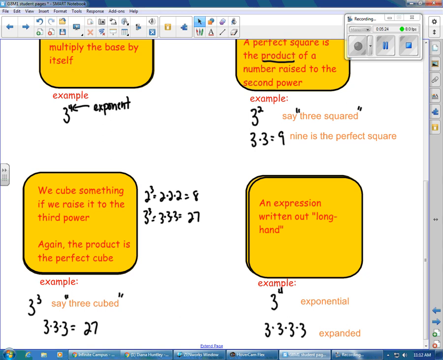I use that as a vocabulary word only because in directions you might see where it says write this in expanded form or write it in exponential notation, and I wanted to make sure you knew the difference between those words. So vocabulary is done.